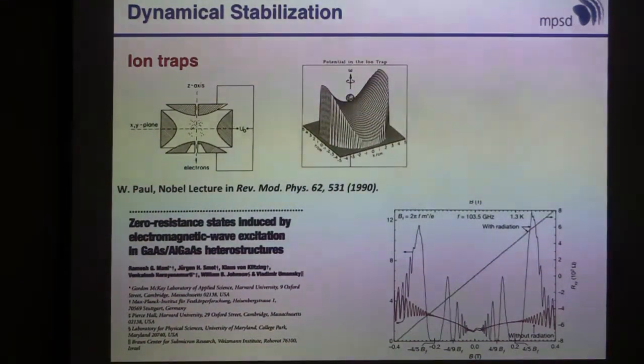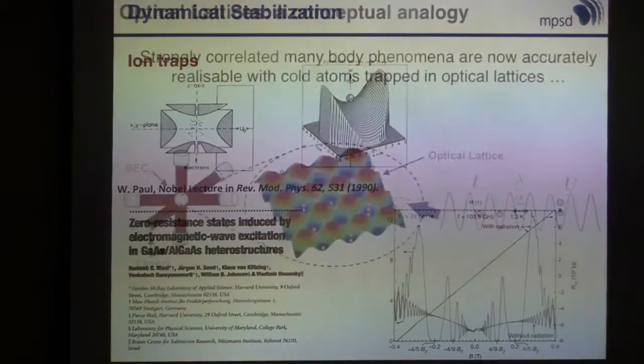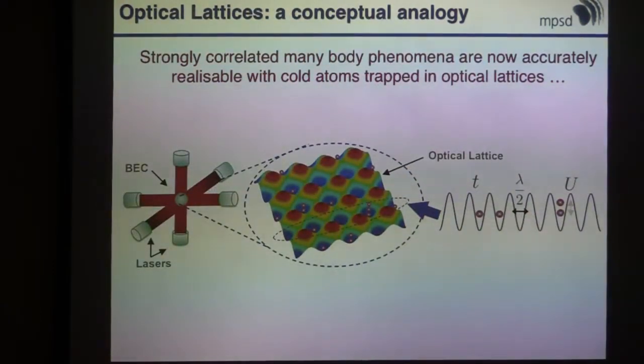There's all sorts of fun stuff that happens in the dynamical world. Okay? So another really important conceptual analog to all the condensed matter physics that I will tell you about has come up in the last few years in the physics of optical lattices. What people started doing at the beginning of the 2000s was to make effective potentials by interfering laser fields and putting atomic gases or BEC condensates in these potentials.